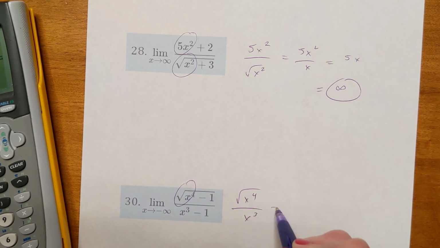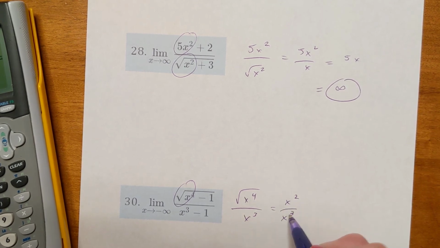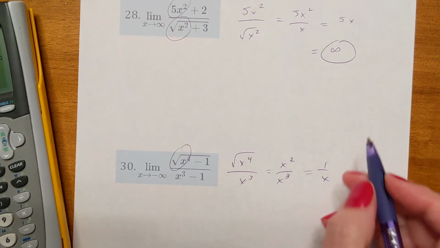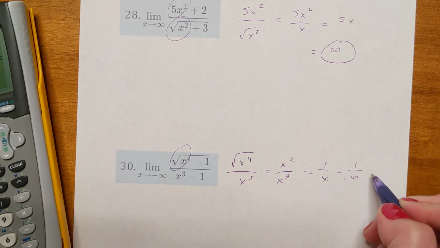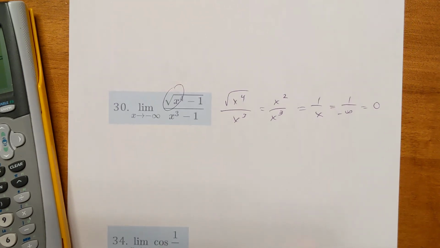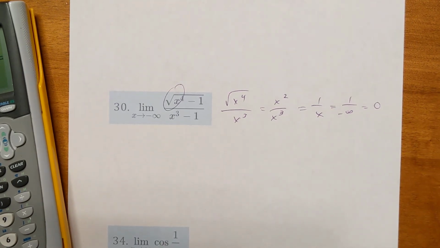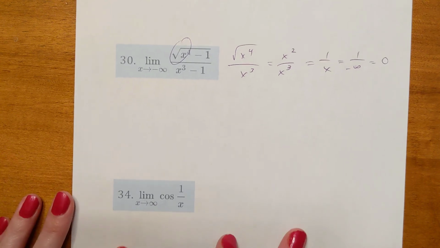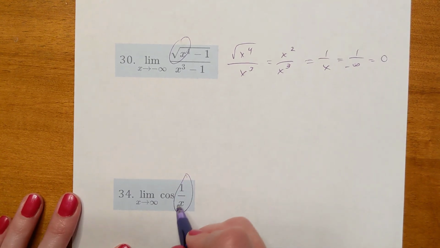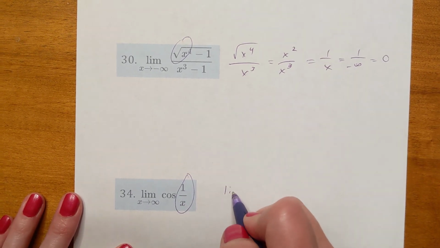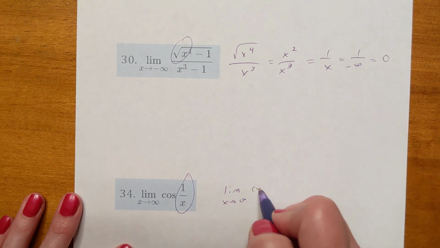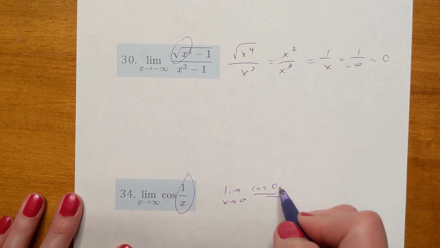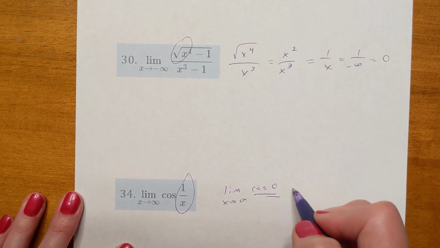And then on the next one, we have the square root of x to the fourth over x cubed. So that's x squared over x cubed, or 1 over x, and it's going to negative infinity. So it's 1 over infinity, and so that's going to be 0, whether it's positive or negative infinity. Then on 34, when you got 1 divided by infinity, that's 0. So we're really looking at the limit as x goes to infinity of the cosine of 0, and when the angle is 0, cosine is equal to 1.